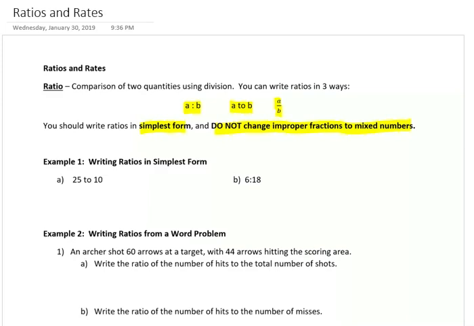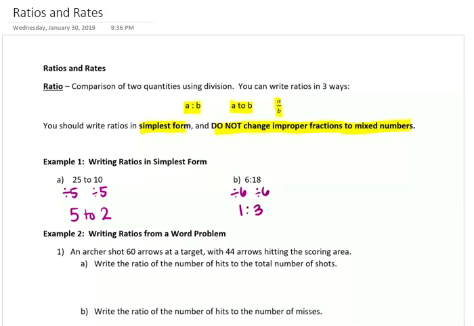We're going to look for a number that divides evenly into both of them. So for 25 and 10, both of them are divisible by 5. So I'm going to divide 5 out. That becomes 5, and 10 divided by 5 is 2. So our simplified ratio is 5 to 2. For 6 and 18, 6 goes into both of them, so I'm going to divide 6 out. That gives us 1 to 3.